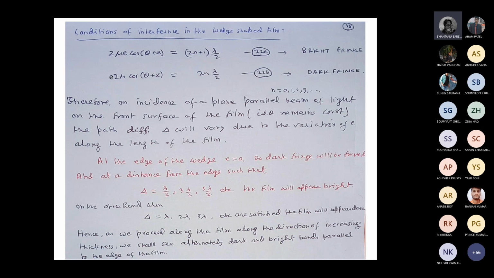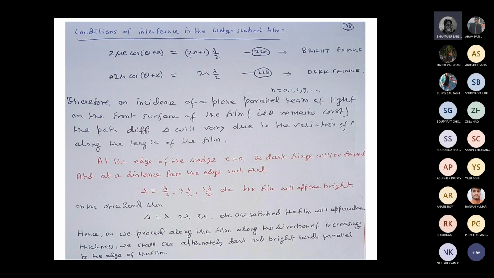So at the edge of the wedge, you'll have a dark fringe, and at a distance from the edge such that delta becomes lambda by 2, 3 lambda by 2, 5 lambda by 2, the film will appear bright. On the other hand, when delta becomes lambda, 2 lambda, 3 lambda, that is in between, the film will appear dark.